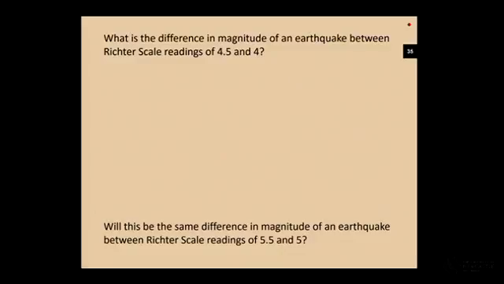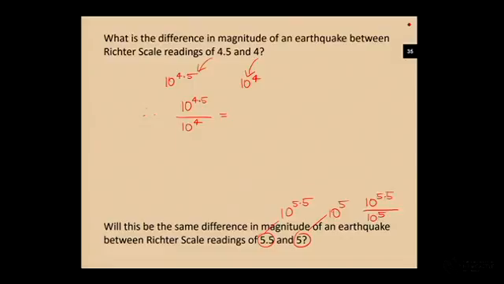A 4.5 and a 4, and then it's got a 5.5 and a 5. So I would just get this out to say this one here is a 10 to the 4.5. This one here is a 10 to the 4, and what I did was I put the bigger one divided by the smaller one. So have a look what happens on that one, and the same for this one here. This will be a 10 to the 5.5, a 10 to the 5, and then notice what happens when you do the division on this one.